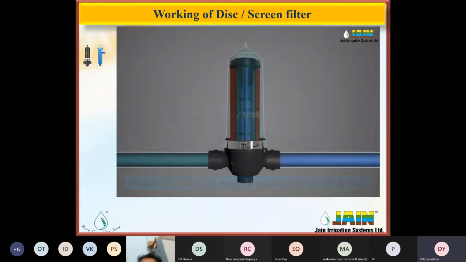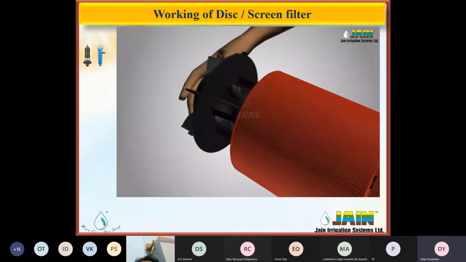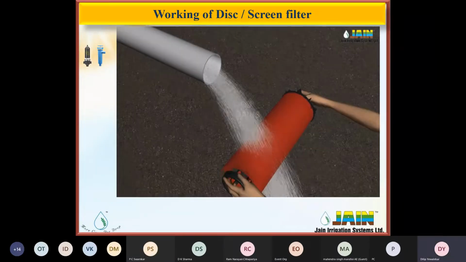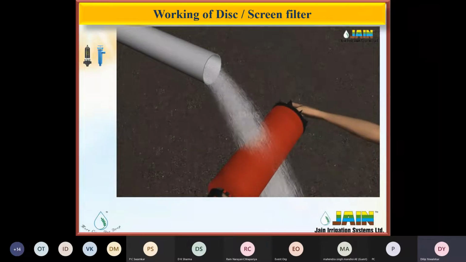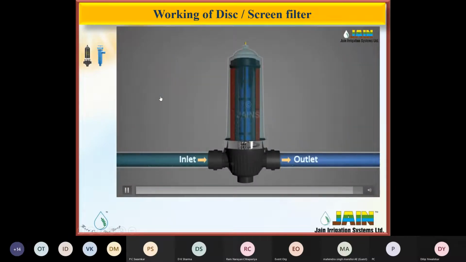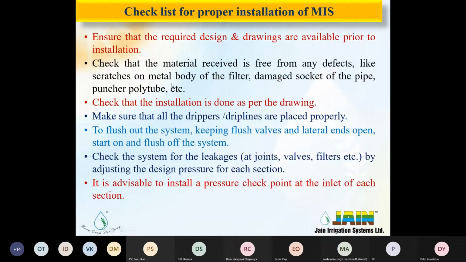The flushing or backwashing of this filter is very simple. Just remove the cap, remove the connection, and clean with clean water. These are the kinds of filtration systems.